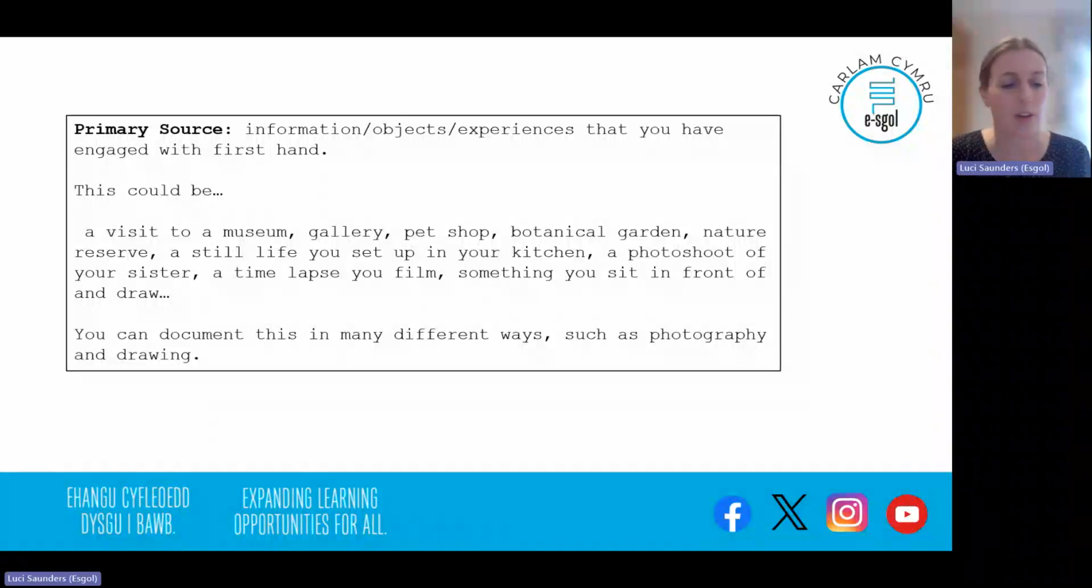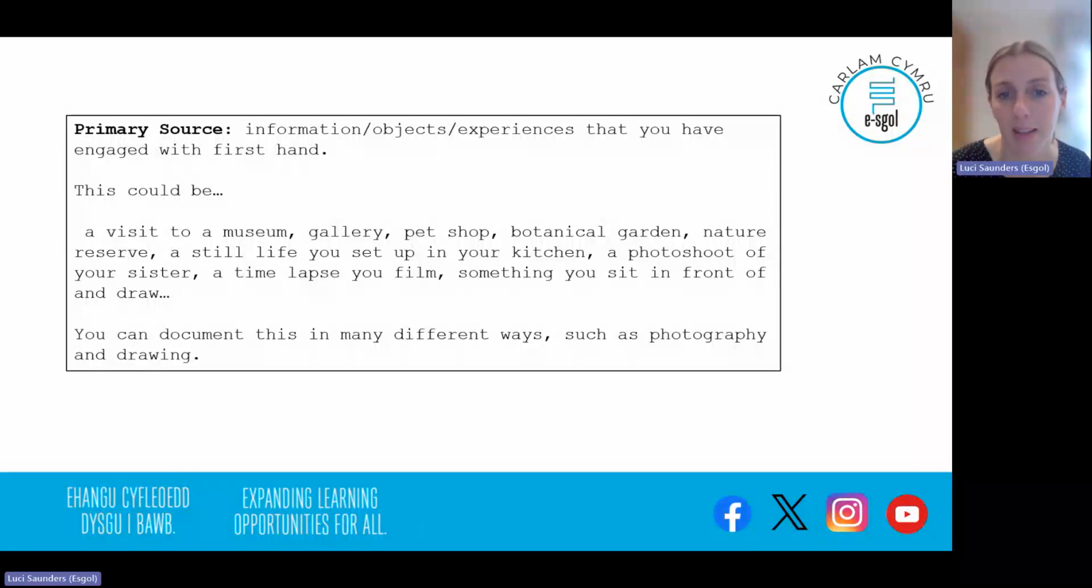Even photographs of your own hands, things you might take, photographs of your friends, you might take photographs in your art classroom. There will be something. It could be a visit to a museum, a gallery, a pet shop, a botanical garden, a nature reserve. It could be a still life that you set up in your kitchen, a photo shoot of your sister, a time lapse that you film out of your bedroom window of the sun setting, something that you sit in front of and draw.